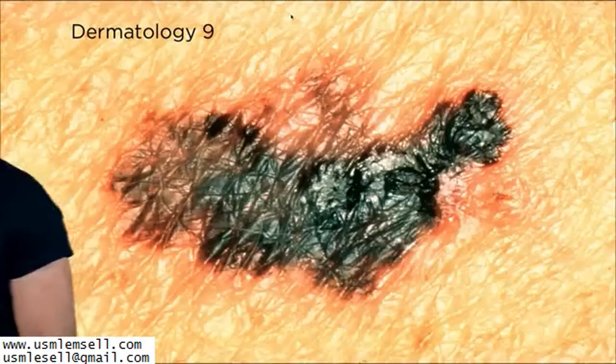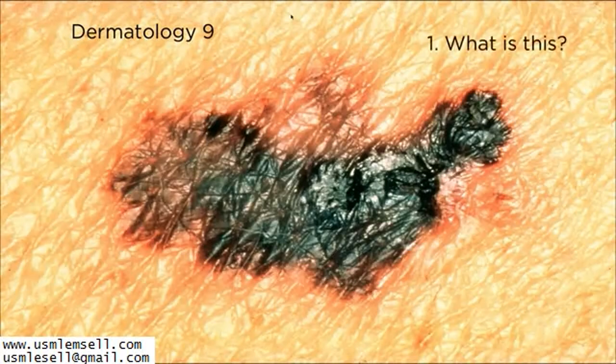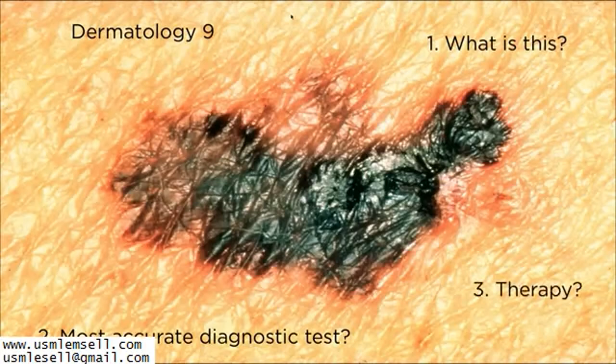Thank you very much. What is this? Well, I know it's asymmetric. We know it's irregular colors, irregular borders. It is diagnosed by biopsy, shave biopsy, or full thickness punch. Shave or punch? And the answer is punch, all the way through.